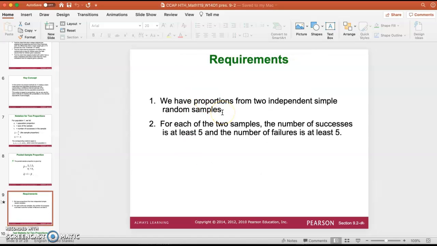Some requirements for these types of problems are that we have proportions from two independent and simple random samples, and for each of the two samples the number of successes should be at least 5 and the number of failures should be at least 5. So hopefully similar stuff from before.